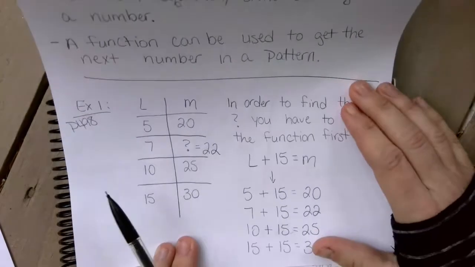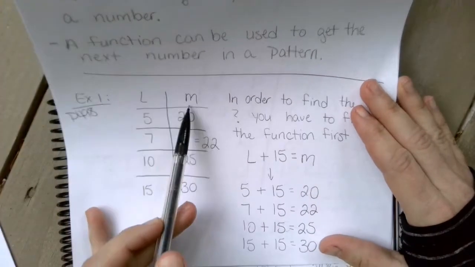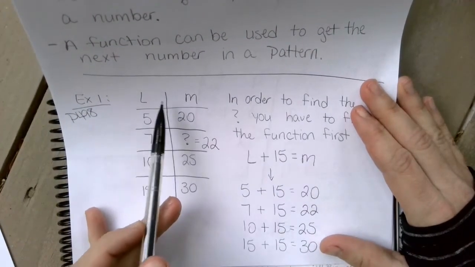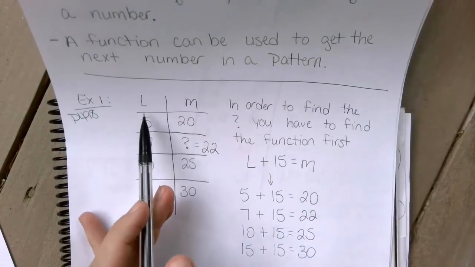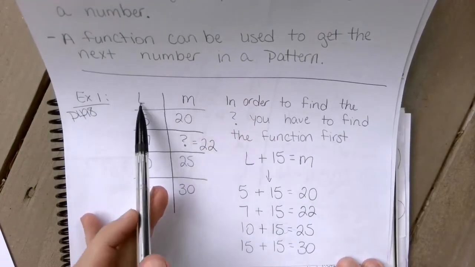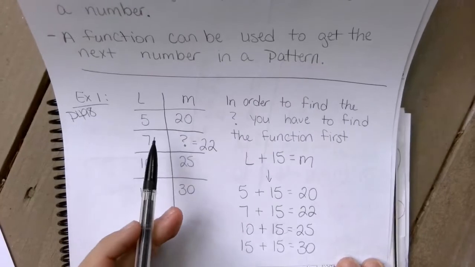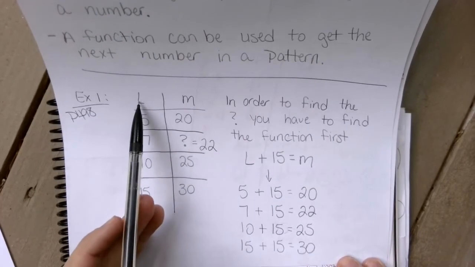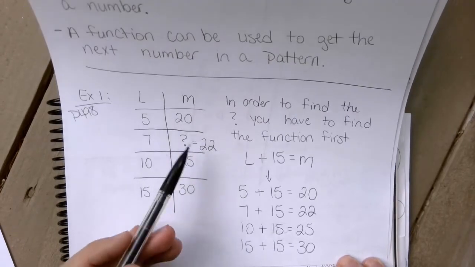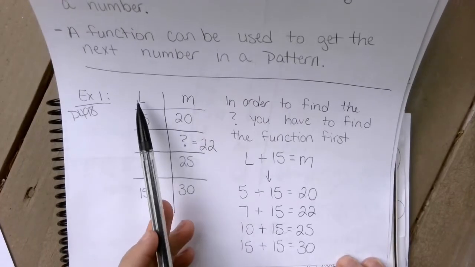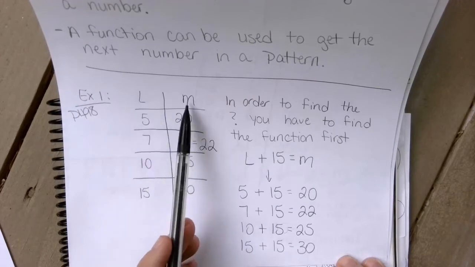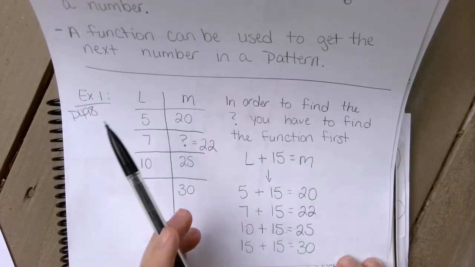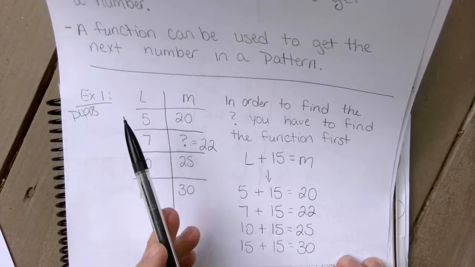So let's say that you have a chart that looks like this. And L and M are just random letters that they chose to represent number values. There's nothing special to them. You will see charts that have different letters. You will even see charts that have a letter on this side and then an equation on this side. So don't pay attention to the letters as much.